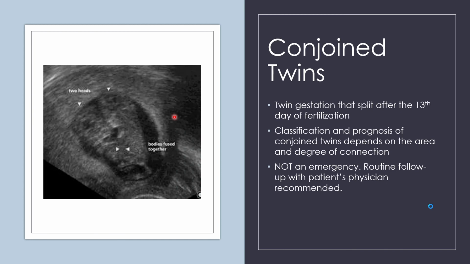And then conjoined twins, not an emergency, but it is when the twin gestation splits after that 13th day. If you can't get 2 separate heartbeats, or you can't ever get an ultrasound where they're kind of away from each other, that could be suspicious for that.